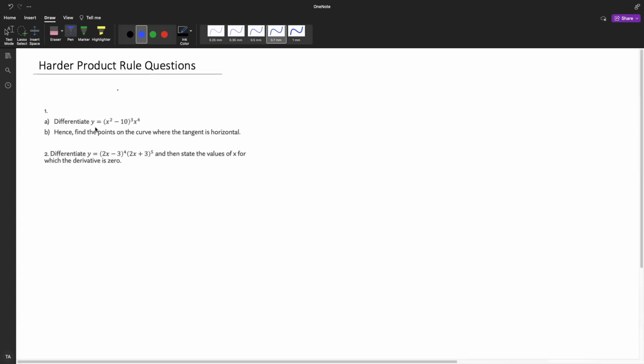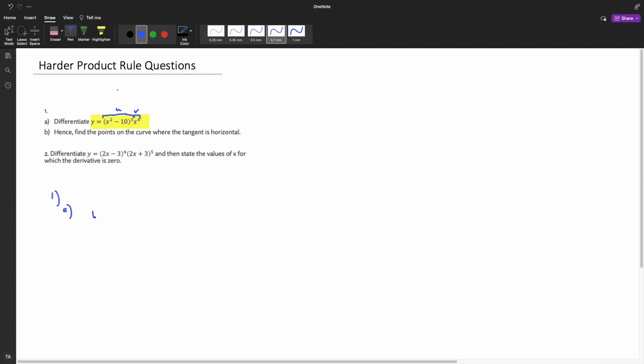I'm going to differentiate this function, y is equal to x squared minus 10 to the power of 3, times x to the power of 4. You can clearly see that we've got two parts to this function that we're going to separate and differentiate using the product rule. We'll label the first part as u and the second part as v, and then use the product rule. I'm just going to write that down here.